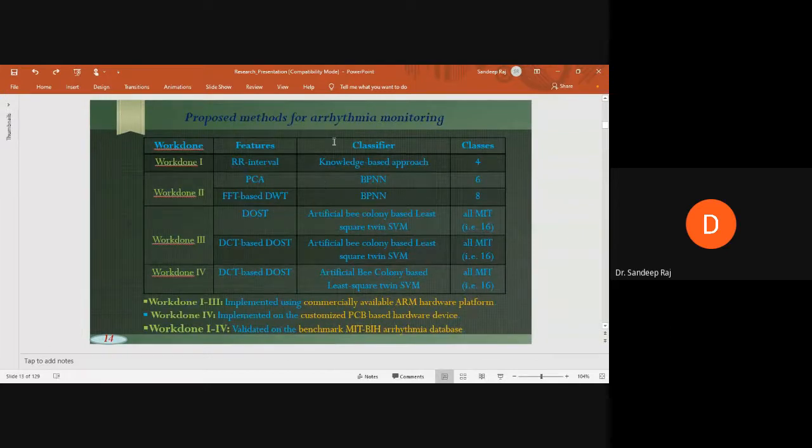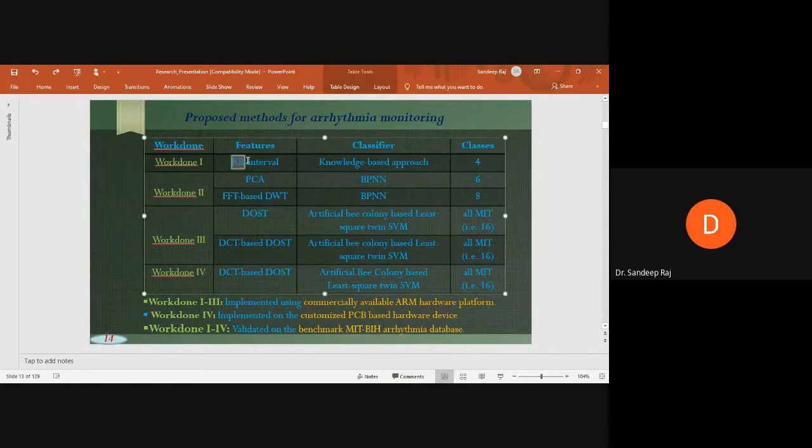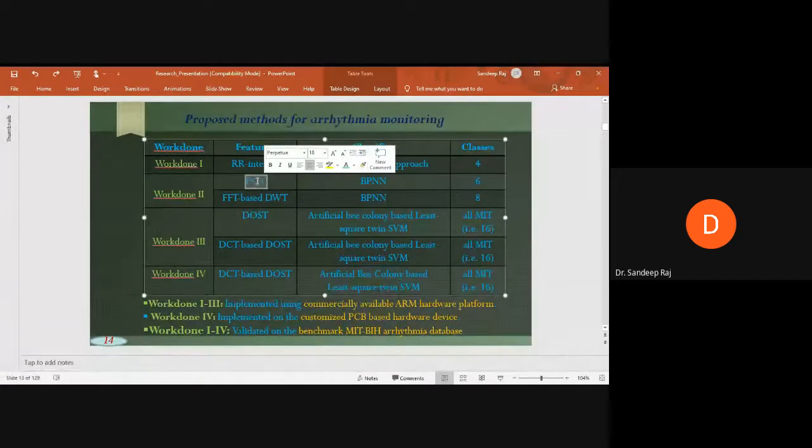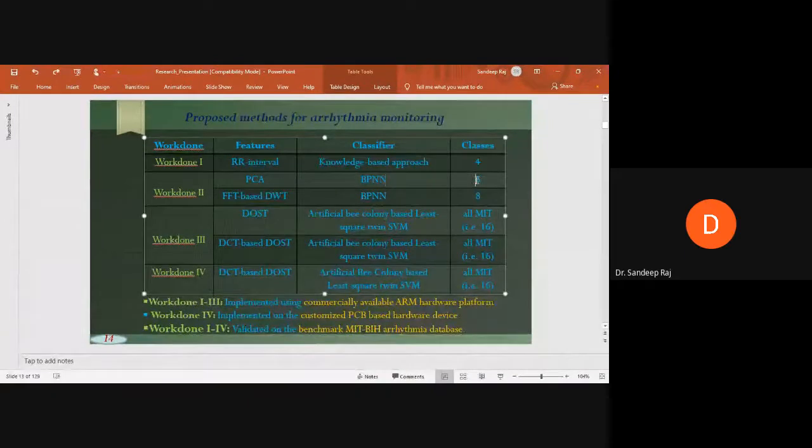So these are the proposed works which you are going to see in this lecture. We have extracted the RR interval features and used the knowledge-based approach to classify 4 abnormalities, including normal. And PCA, the principal component analysis, along with BPNN, which is the back propagation neural network, is used to classify 6 ECG classes. Similarly, we will look at each of them one by one.